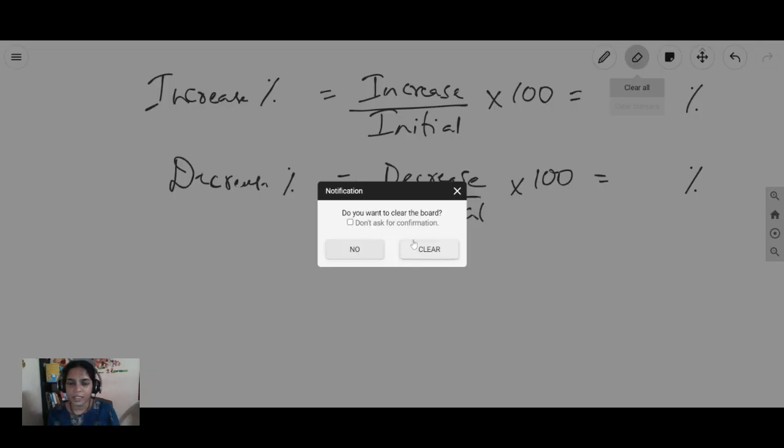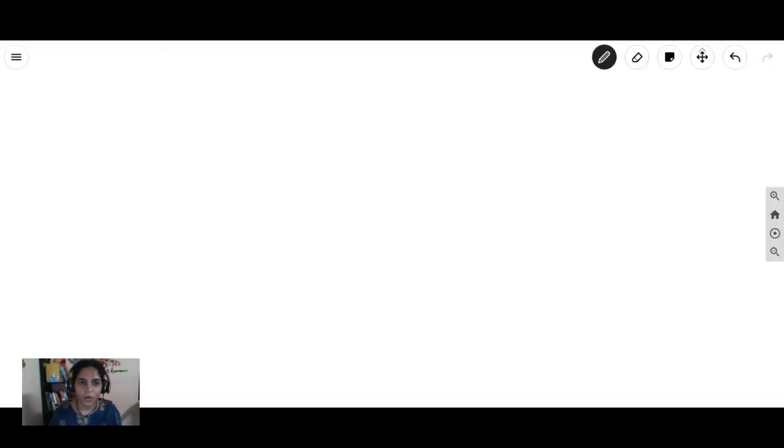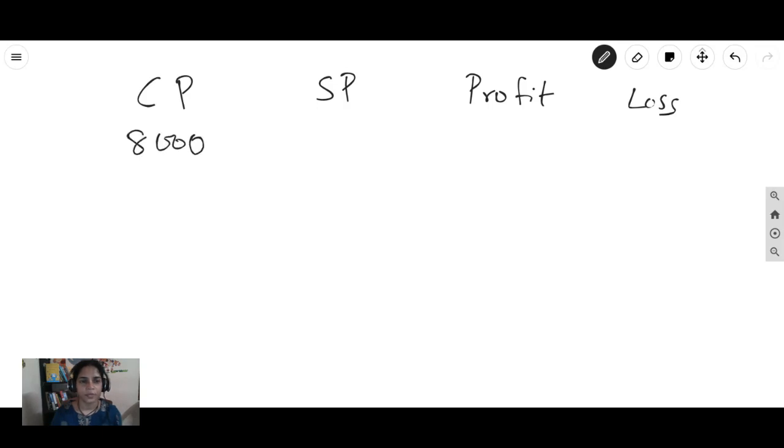Okay. So the next thing we talk about is cost price, selling price, profit and loss. Cost price means for how much did you buy a product. Say for example you bought a TV for 8,000 rupees. After 1 or 2 months you think that you're not going to use this TV, so you'll sell it off to somebody, and you sold it at 10,000 rupees, just after 1 or 2 months.